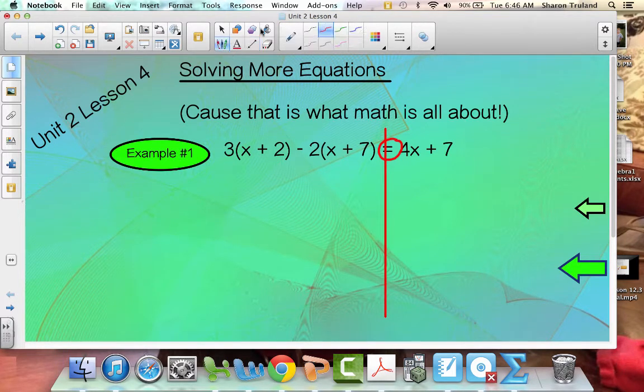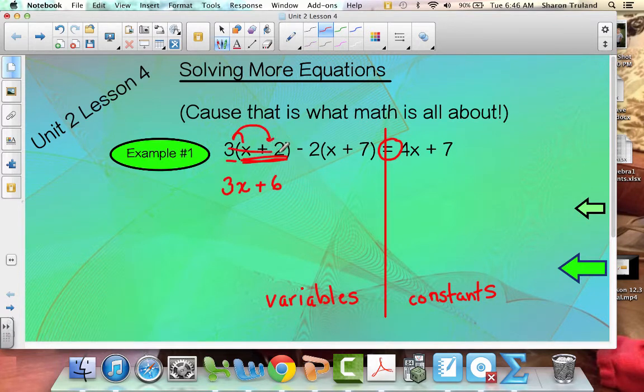I'm going to work it so that I get all my variables on one side and then all my constants or just numbers on the other side. So the first thing I have to do is follow my order of operations. So as I start reading from left to right, I see 3 times this quantity. So that's right, we're going to distribute and we're going to triple everybody in the parentheses. So x becomes 3x and 2 becomes 6.